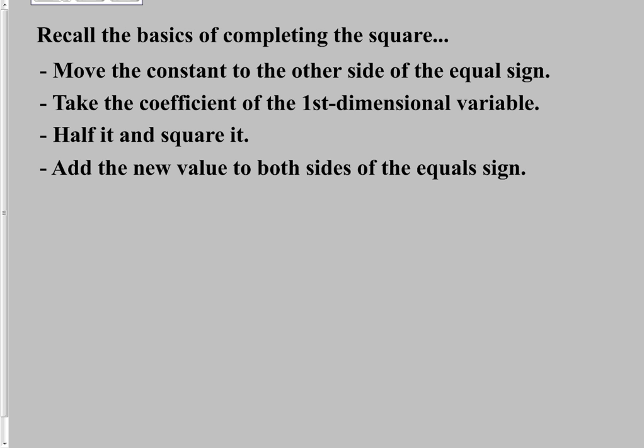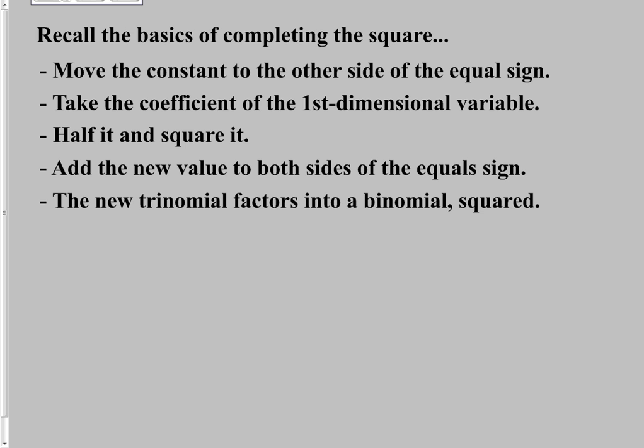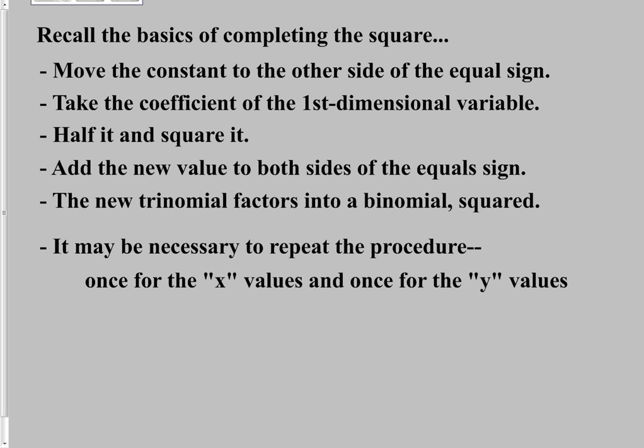Once you have added this new number in, you should have a second dimensional variable, a first dimensional variable, and a constant that all belong together. This trinomial will factor into a binomial that can be rewritten as a binomial that is squared. And as I've already said a couple of times, it may be necessary to repeat this procedure one time for the x values to get that binomial squared, talking about x, and then a separate time to get your binomial squared, talking about y.